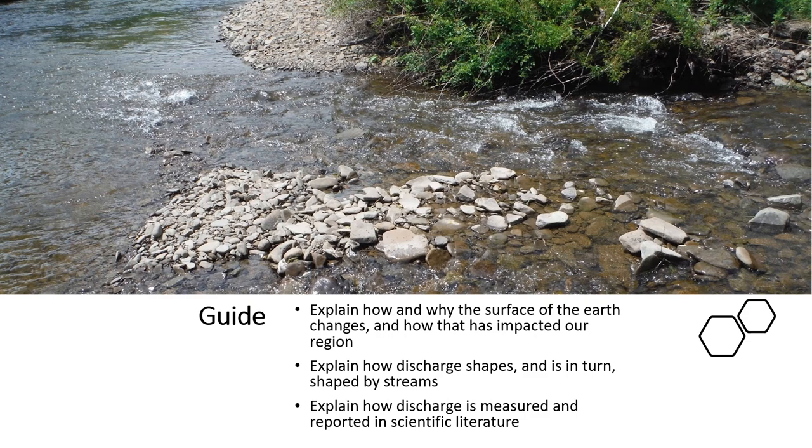One of the things that we're going to spend a lot of time on in this lecture is how does the surface of the Earth change? Why does it change? Hint, it's water in many cases. And how does that relate to our own region? Here, I'm assuming that you're in Maryland, but understand that the processes we're going to talk about are broader than just Maryland, okay? And then lastly, we're going to talk about how discharge, which is the amount of water exiting a stream, is in turn shaped by the stream and shapes the stream itself.